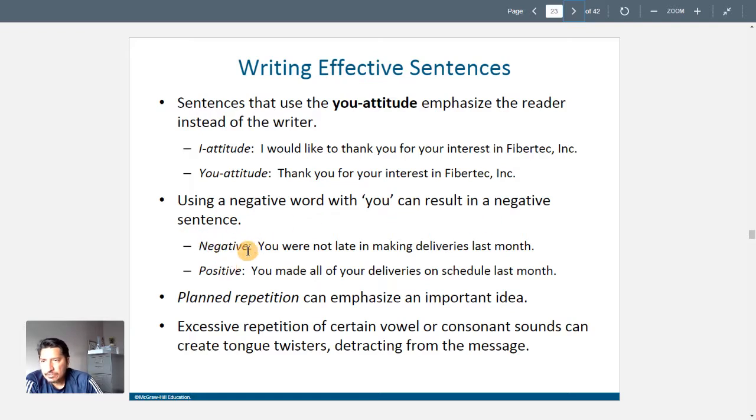Now look at the negative sentence over here. You were not late in making deliveries last month. Now positive: you made all of your deliveries on schedule last month. See that, the positive? See the word not? We are taking not out, and we are putting it in a positive way.